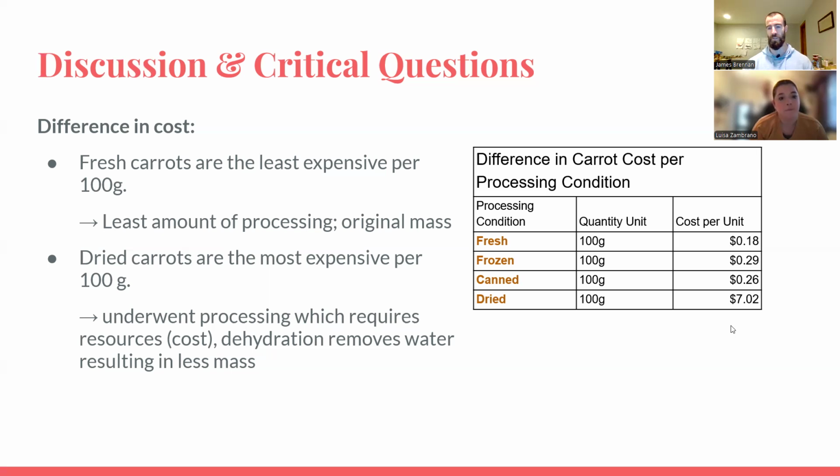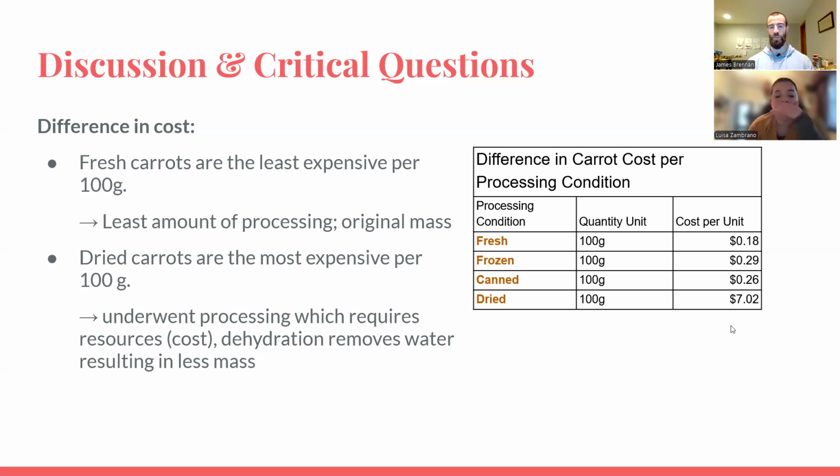The fresh is significantly cheaper. The frozen and the canned were in that 20-ish cents per 100-gram range. The dried carrots are by far the most expensive. One, they undergo the most processing. It requires the most resources to undergo that whole process. Dried foods in general are just so much more expensive, whether it's meats, fruits, vegetables.